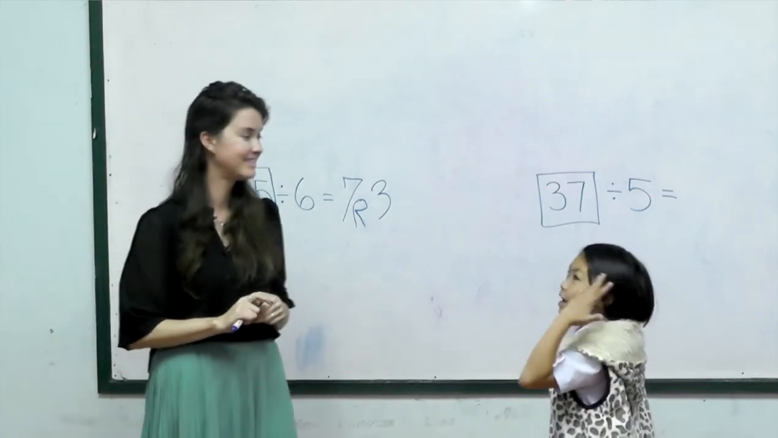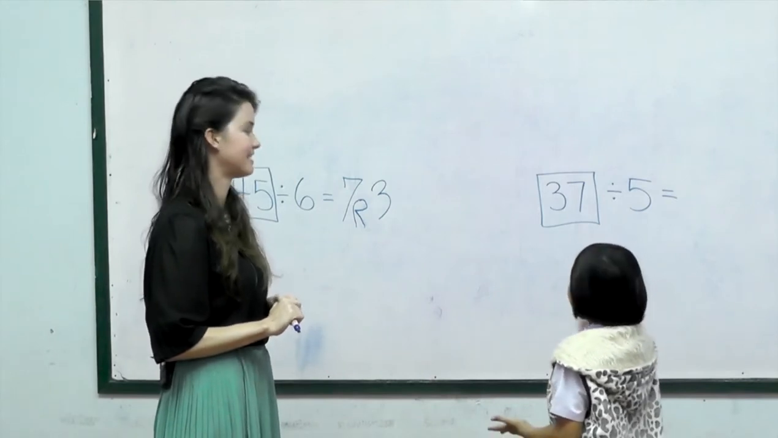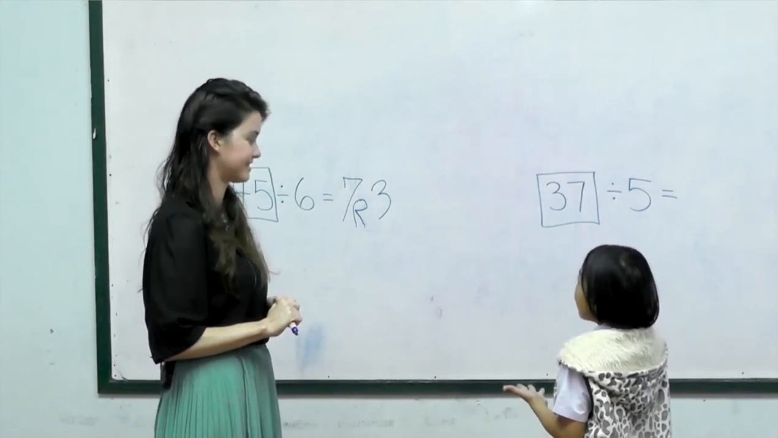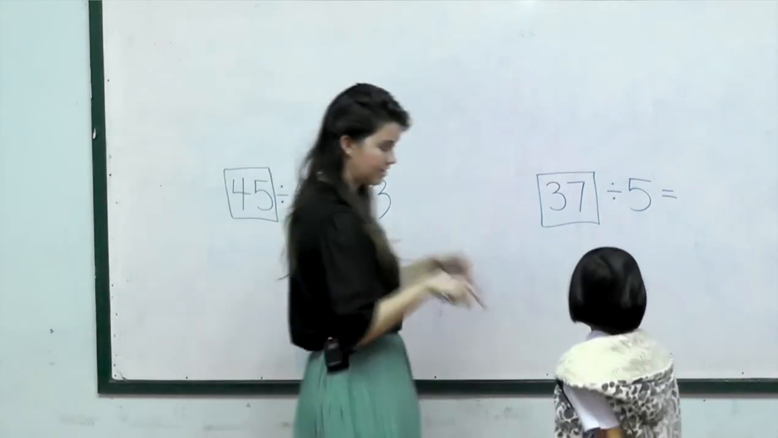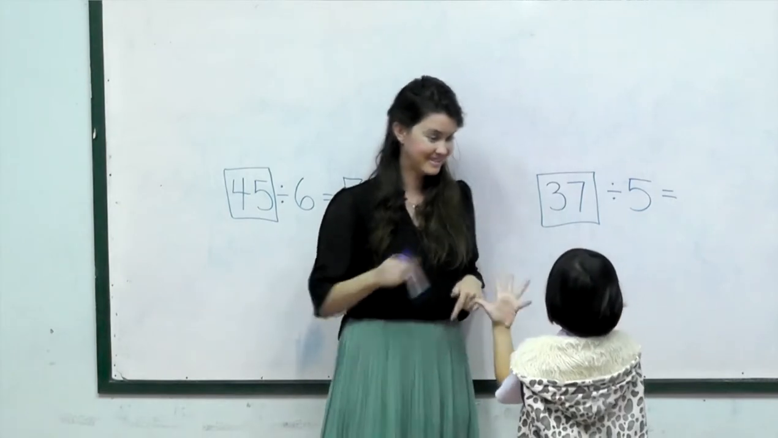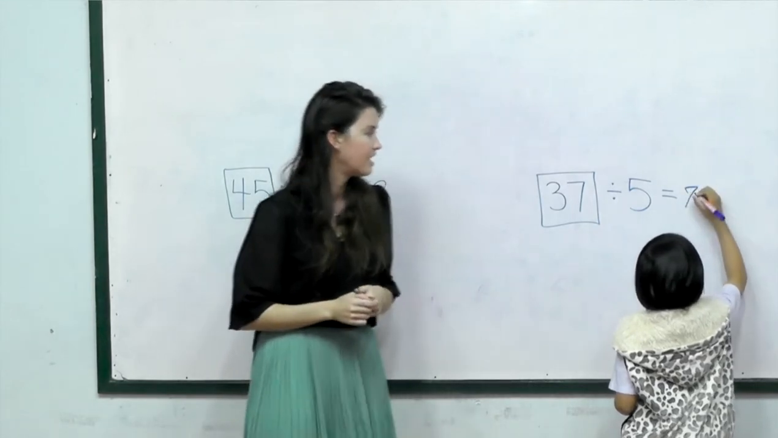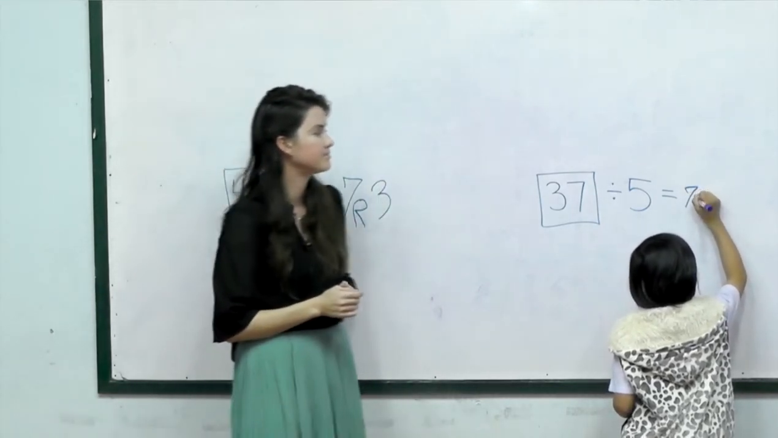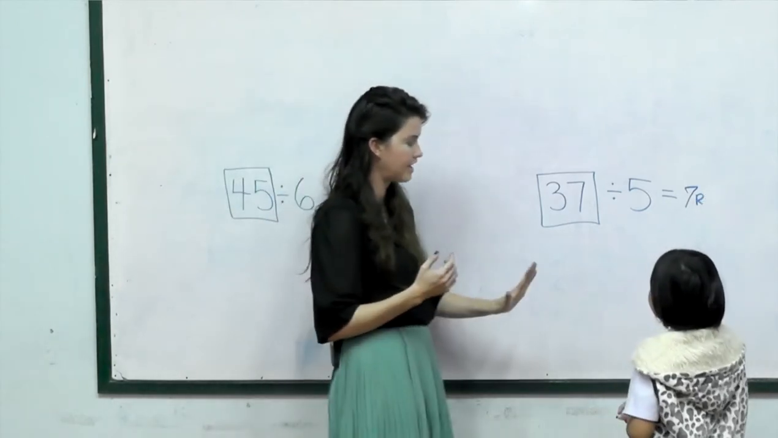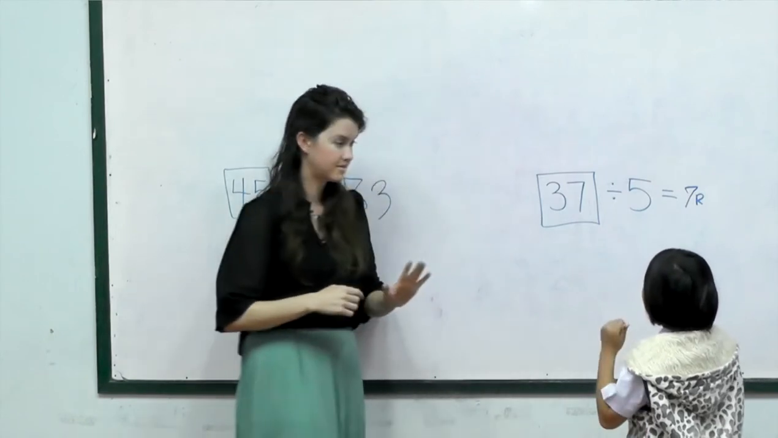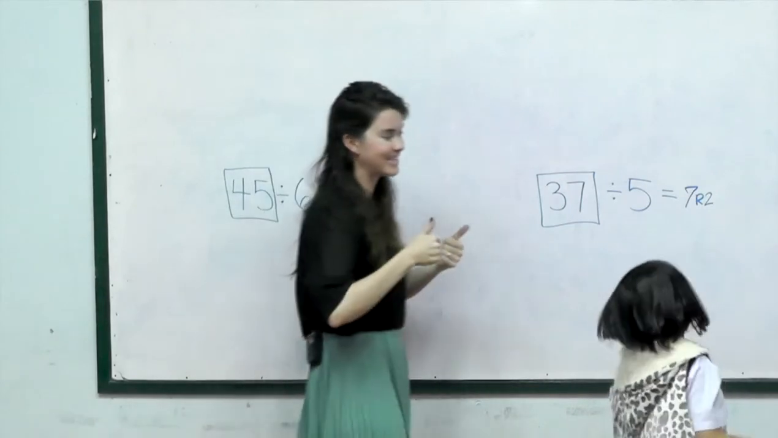5, 10, 15, good. 20, very nice. 25, 30, 35, and we're going to stop. All right, we're going to stop there. How many do you have? Seven, okay, great job. 7, and our remainders. How many are left? We're at 35 is where we stopped. 37. So we need to count to 37. Two. Great job. Very nice work, my friends.